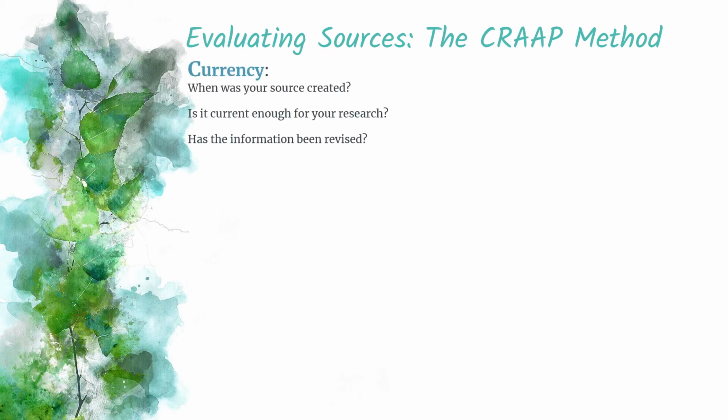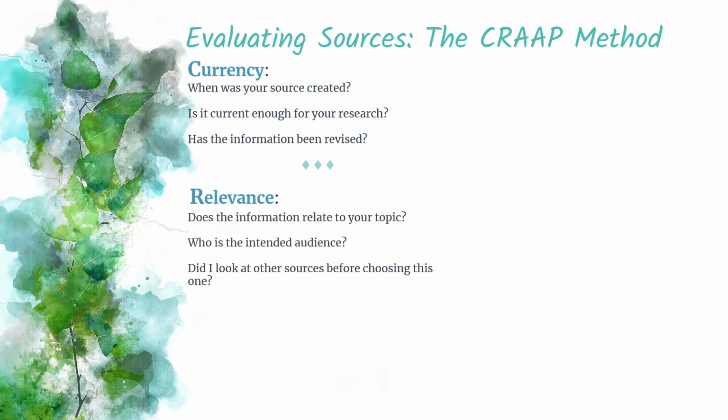So the C in the CRAP method stands for currency. You want to think about when your source was created, if it's current enough for your research, and if the information's been revised at all. When you're doing historical research, currency doesn't matter in the same way necessarily that it does for other fields. For example, in nursing, you obviously need the most up-to-date research on medicines and procedures. However, remember you're thinking about the legacy of your activist. And for something like that, you're going to want something that's more current, obviously, because you don't want to know what their legacy was 20 years ago. You want to know what their legacy is today.